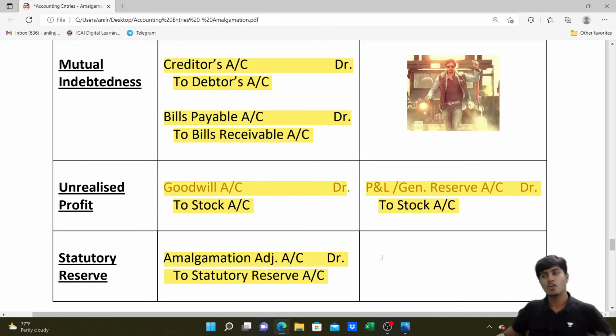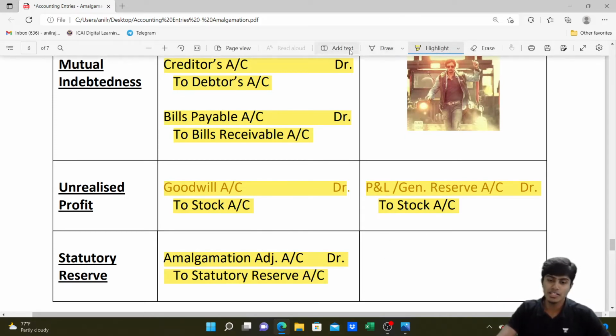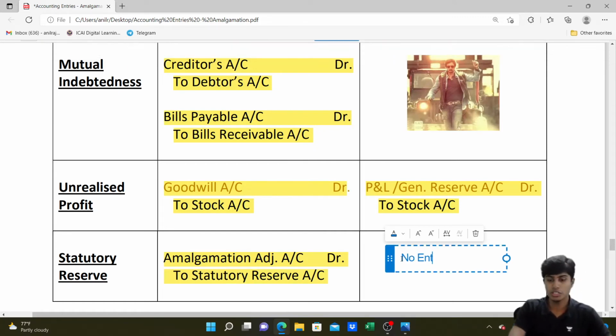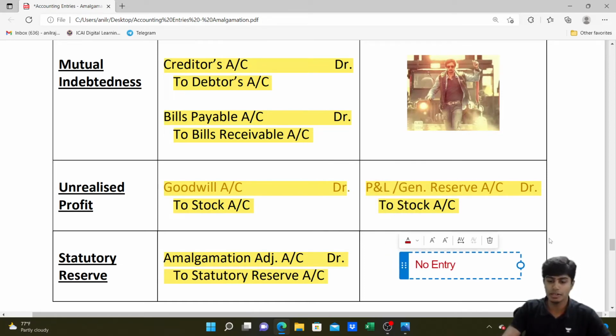This entry of recording statutory reserve credit and debiting amalgamation adjustment for the balance period will be done only in the books of transferee company in the case of amalgamation in the nature of purchase only. This is purchase. In the case if it is amalgamation in the nature of merger, that is pooling of interest method, when we do the entry, we don't have to account for statutory reserve separately.